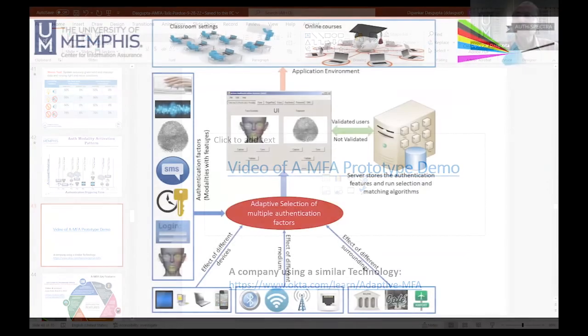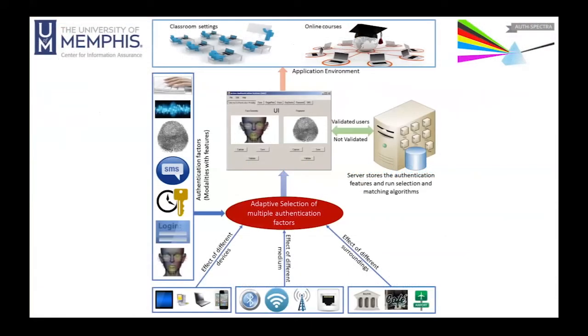Hello everyone. The University of Memphis Center for Information Assurance research team has developed a novel multi-factor authentication prototype. The adaptive multi-factor authentication framework identifies authorized users through an active authentication process using passwords, biometrics, cognitive behaviors, and other factors. Authentication factors are selected adaptively by sensing the user's operating environment. This includes connected devices, communication media, and surrounding conditions. Previously selected authentication factors are also considered.